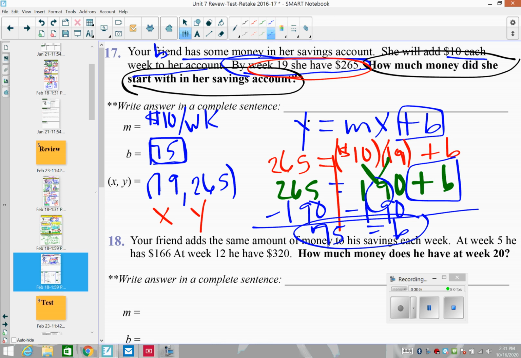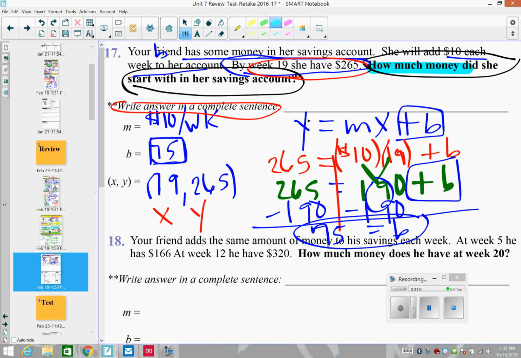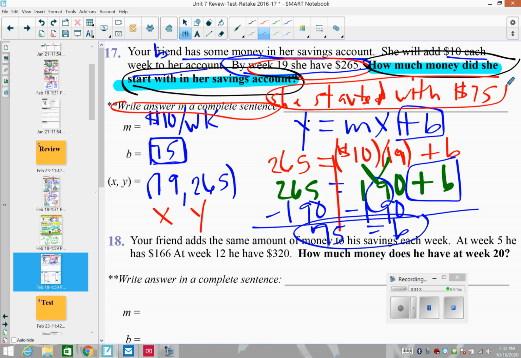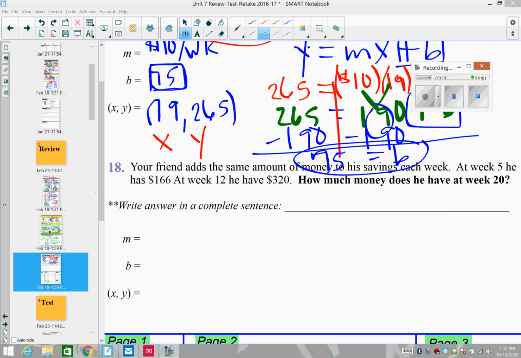So your final answer says, write your answer in a complete sentence. The question that was given was, how much money did she start with in her savings? So that has to be in a complete sentence. She started with $75. That's the best I can do right now. But you could say, my friend started with $75 in her savings account, if I had a better pen to write with and more space. So that's how we undo a real world problem and find the beginning amount.